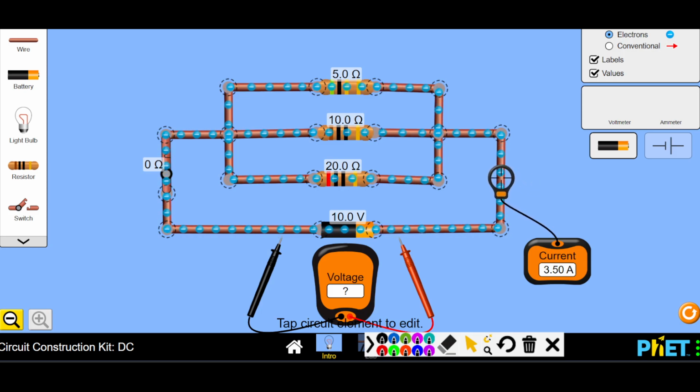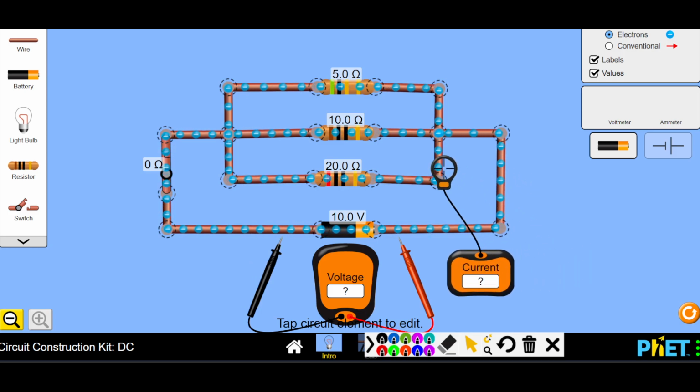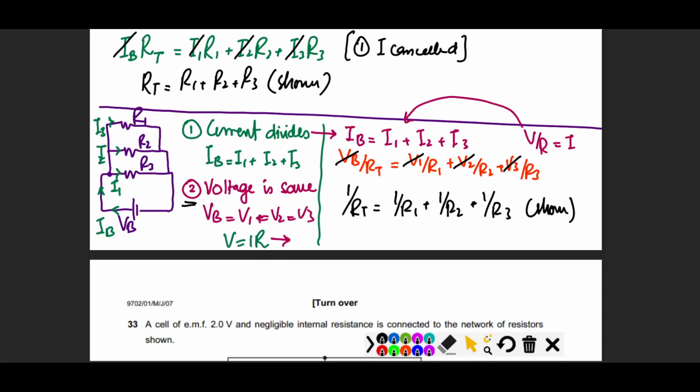When I measure the current of the battery, it comes out as 3.5 amperes, right? When I measure the current in this branch, this is 0.5, this is 1 ampere, and this is 2 ampere. If you add all of these 3 together, you will get that the current is going to come out as 3.5 amperes, right? Which is the total current. This is what we've done in this proof, that the current provided by the battery is going to get divided into these 3 branches, right?